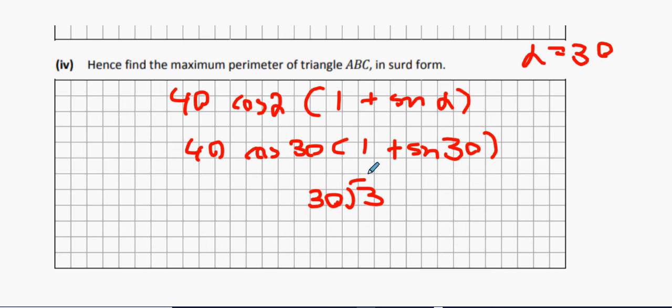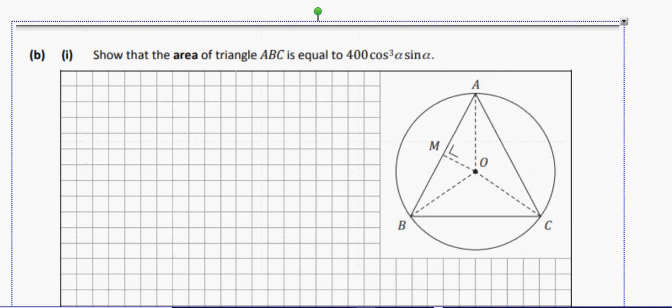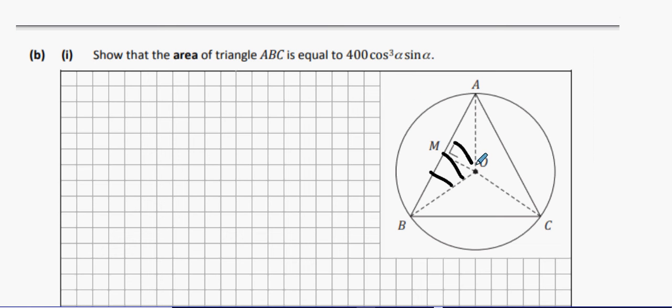Now, centimeters. Okay, what's the next thing I'm doing? Show that the area is equal to this. Oh, the area of the triangle. Oh, dearie me. Alright, let's think about this. Alright, we can agree that this triangle here, the black one and the red one, are actually the same area as each other. Right, so that's good to know. Okay, so we know that much.